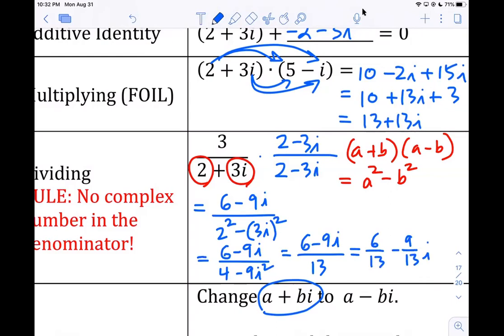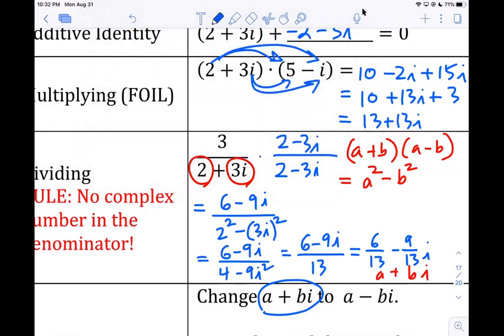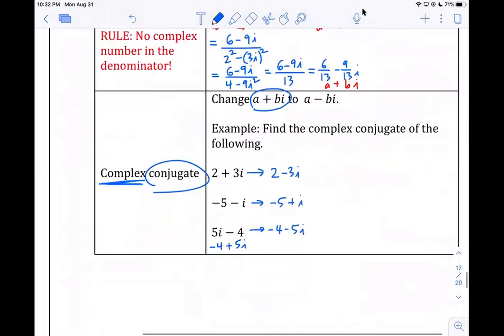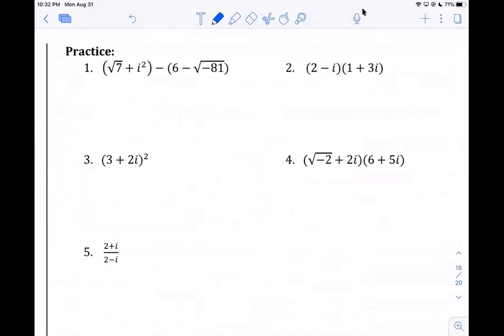So now we're in the real a plus bi form. So on the test, am I that strict? Not really. If you leave it like this, it's fine. Just know that that is not quite the a plus bi form. All right, now let's have you practice. So go ahead and pause the video and try these 4 problems.